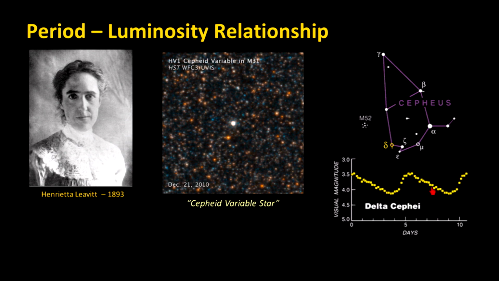There's a period of time that it takes to go through becoming bright, then faint, and then starting all over again and becoming bright. So there's a period to the change in its brightness. Now, Leavitt noticed that there are lots of stars that do this. And when she started to look at the period of time that it takes for a star to do this type of variable star, and the change in its brightness, she started to notice a particular connection.